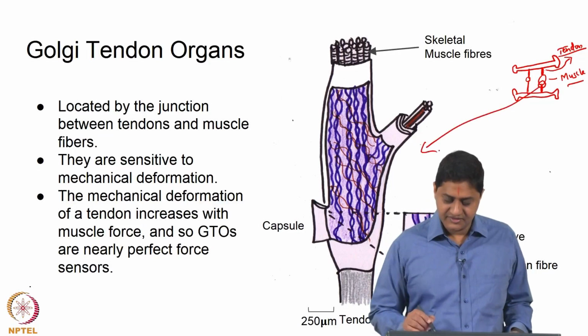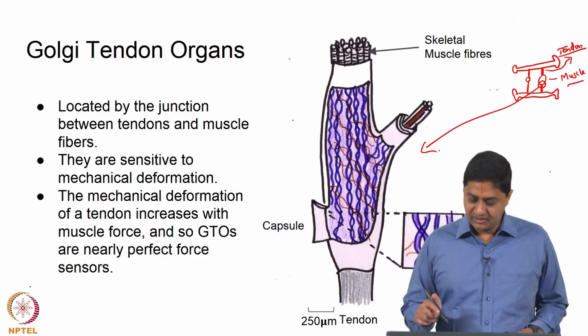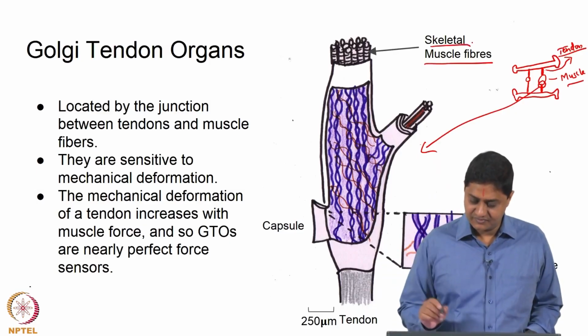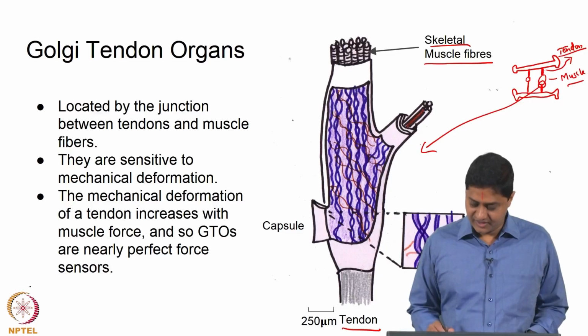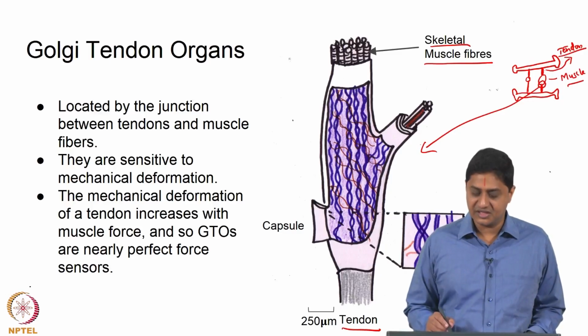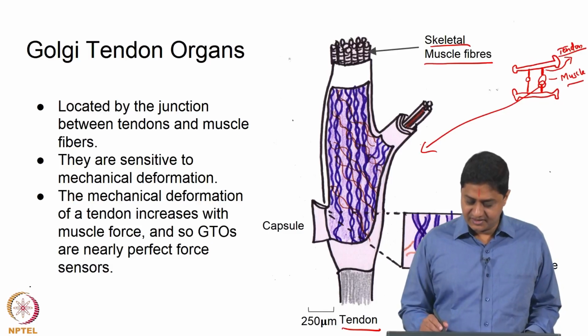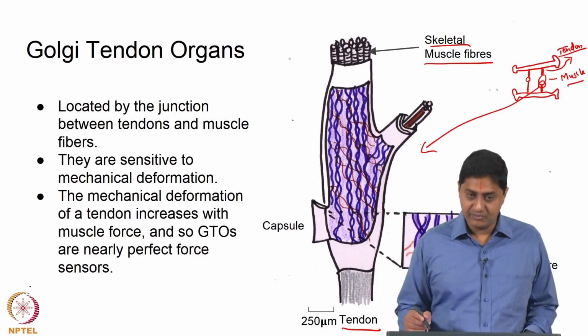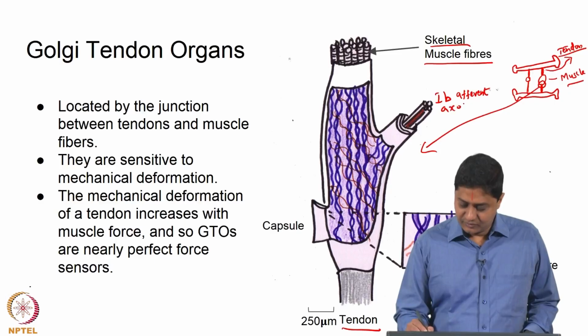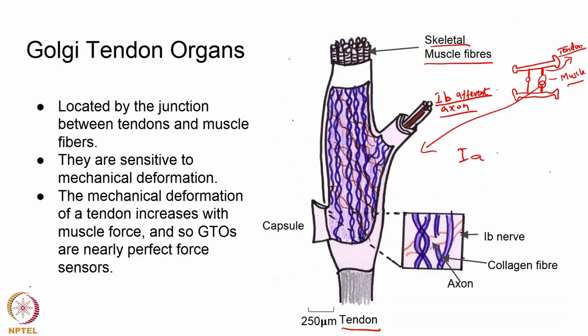What you are seeing here is a zoomed version of that. On the one hand you have the muscle fibers, on the other side you have the tendon. I am zooming in on that part where the muscle is attaching to the tendon. In between the attachment you have a capsule that is composed of fibers that are intertwined by the axons of a neuron. This axon is called a 1B afferent axon. We saw that the 1A afferent axon is the primary spindle ending, and 2 is the secondary spindle ending, is it not?